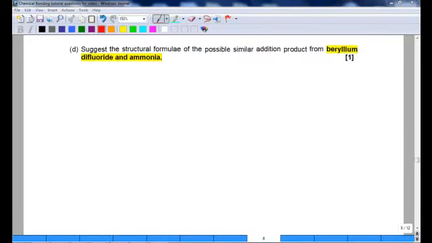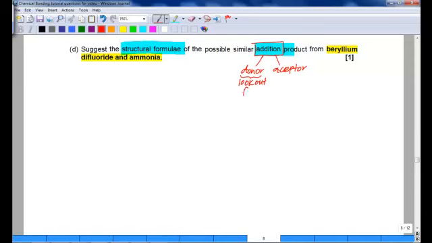Okay, finally, let's take a look at question 9D. So the question asks you to suggest the structural formula of the possible similar addition product from beryllium difluoride and ammonia. Similarly, for addition product, you also need to think about which molecule will be the donor, which molecule will be the acceptor. Of course, the donor is easy to see, okay? Just look out for lone pairs on the central atom.